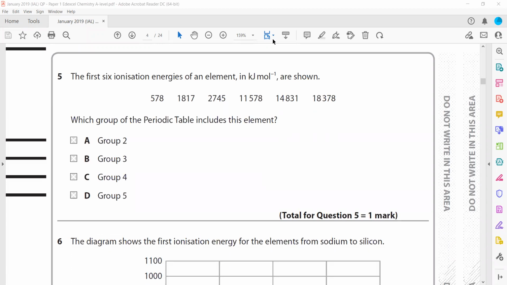The first six ionization energies of an element in kilojoules per mole are shown. Which group in the periodic table does this element belong to? When there is a big jump between ionization energies, we identify that the shell changes. So 578, about 1800, then 2700, and then there is a big jump. It means 3 electrons were in the last shell, or 3 electrons are removed from the last shell. So it belongs to group 3.